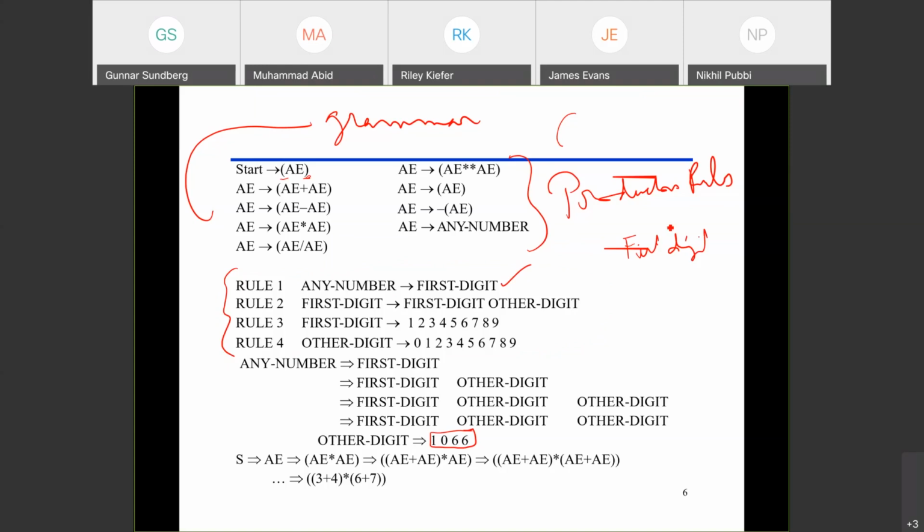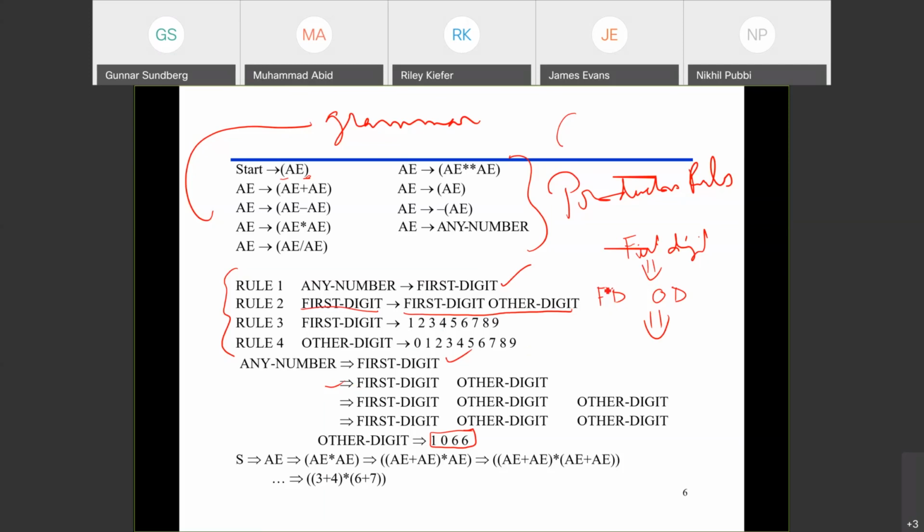Okay, and then we know that our first digit is 1. So then we need to replace this first digit by this production rule, because it says that first digit can be replaced by these two things. So we replace that with first digit and other digit. Now, first digit can be replaced by any one of 1 to 9, and other digit can be replaced by any one of 0 to 9.